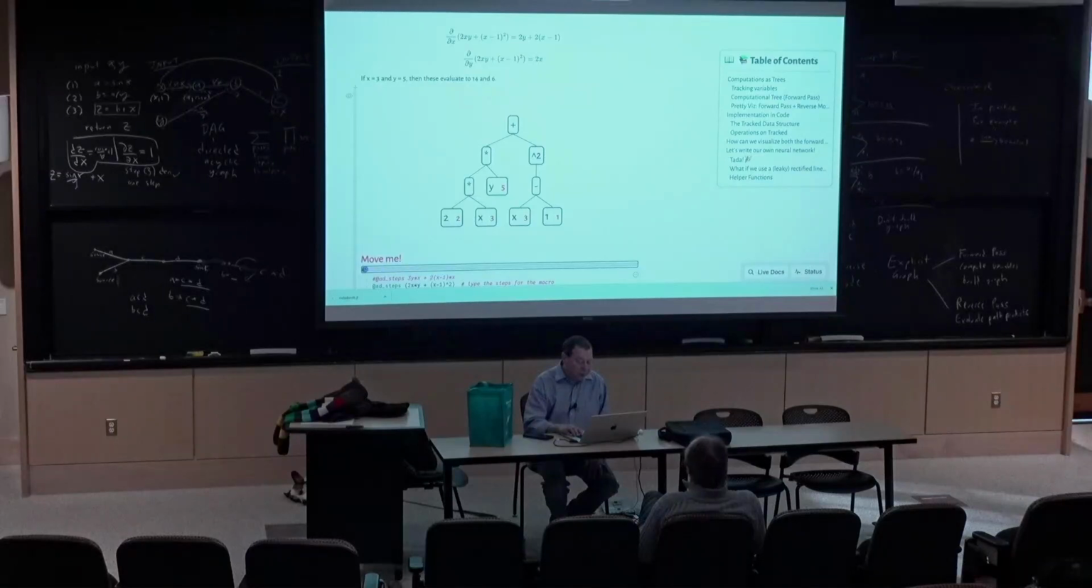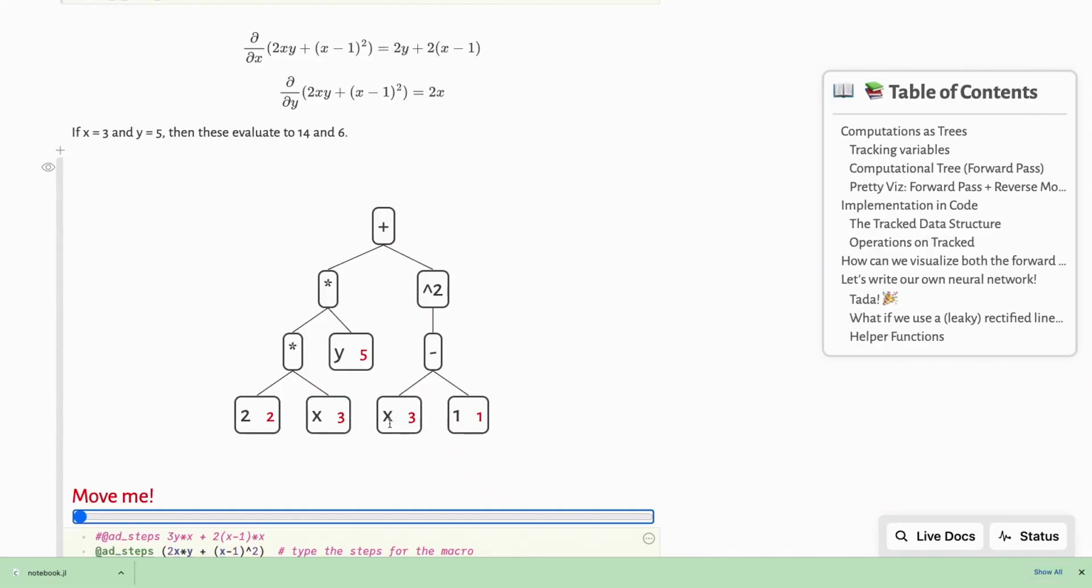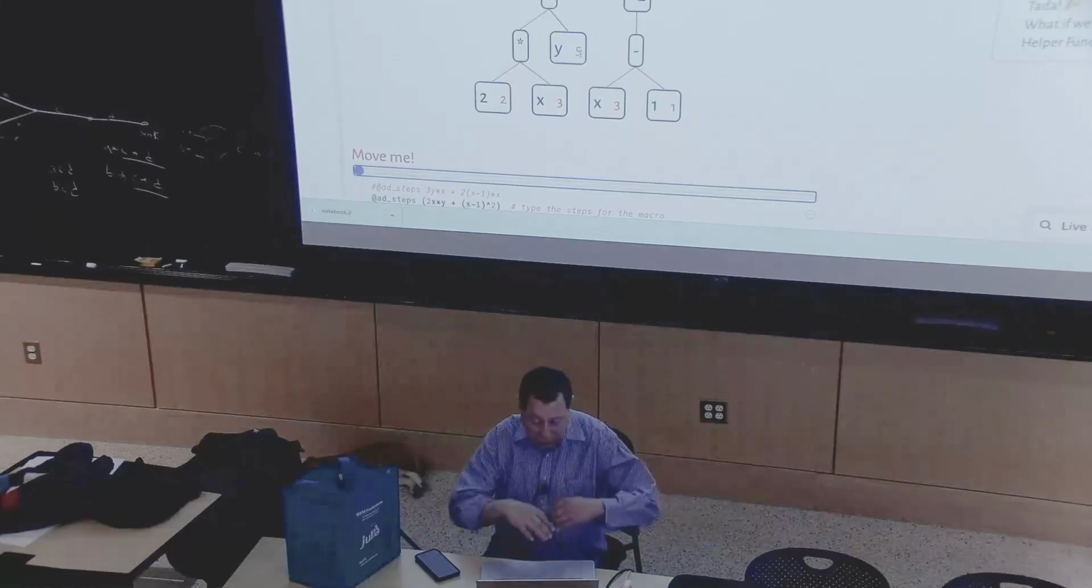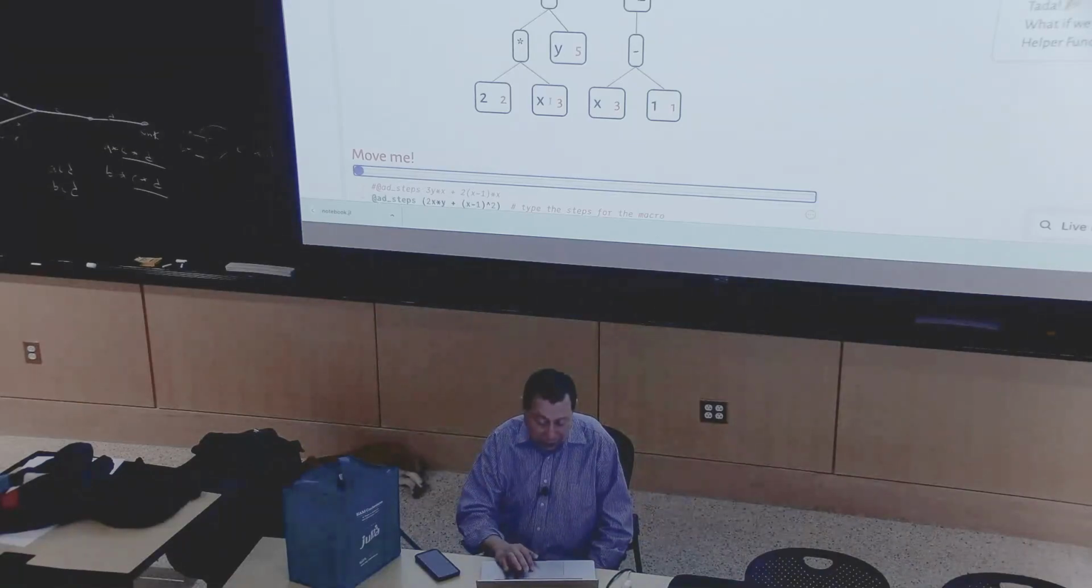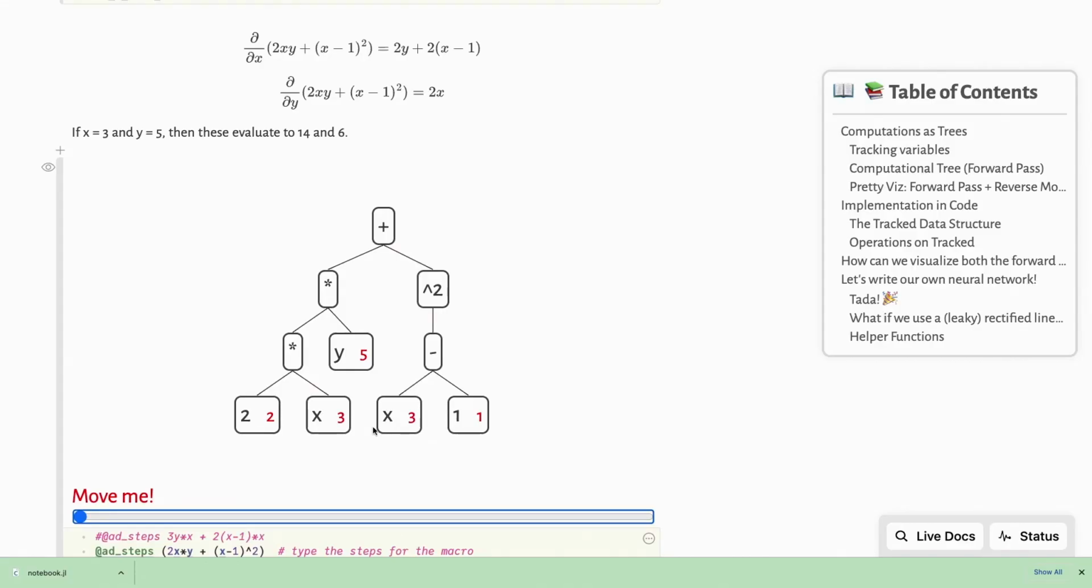Oh, so I think in red we're just going to assume the variables are x equals 3 and y equals 5. First we're just going to do the expression without any derivatives, with these constants: 2 is 2 and 1 is 1. If x equals 3 and y equals 5, then the derivatives are 14 and 6. So that's where we want to go.